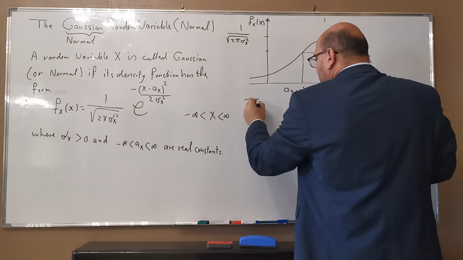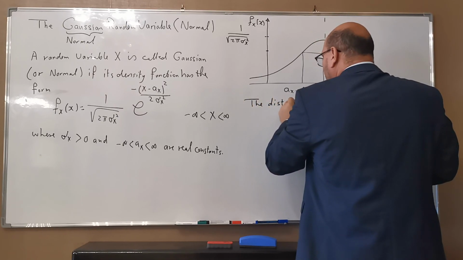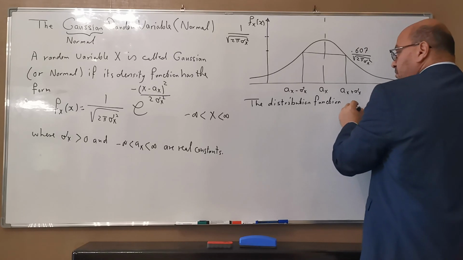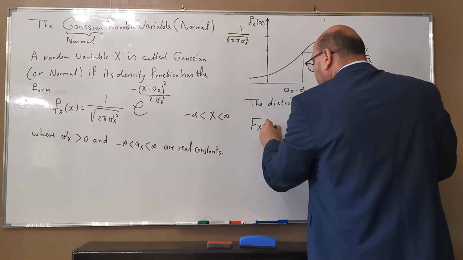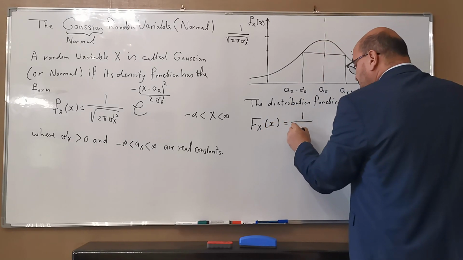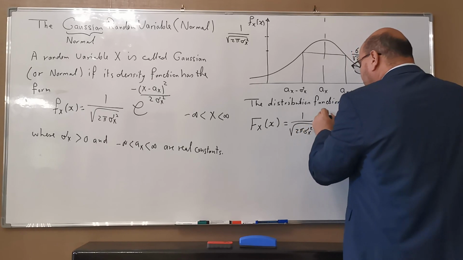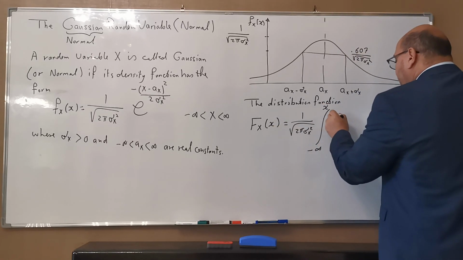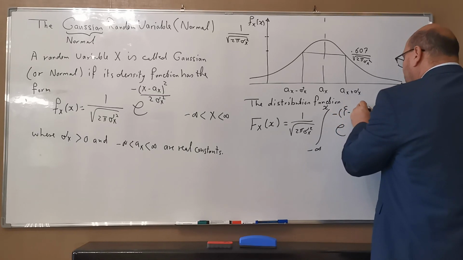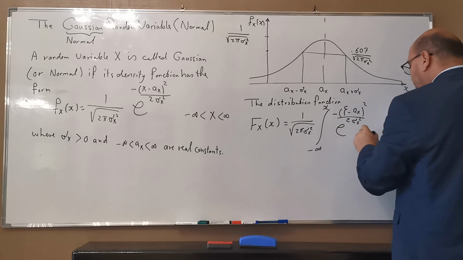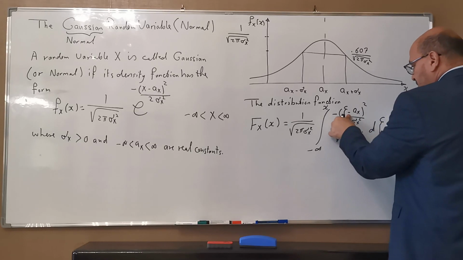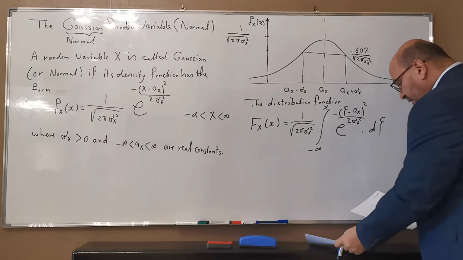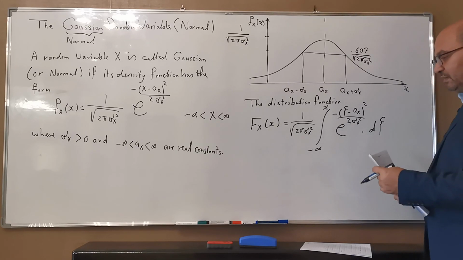If we need to see the distribution function of this random variable, it is the integration of the density function. So you have 1 over square root of 2 pi sigma_x squared, this is a constant, and you have an integration from minus infinity up to x of e to the minus (z minus a_x) squared over 2 sigma_x squared dz. Okay, so this is the function, and we can see that this function cannot be evaluated analytically.